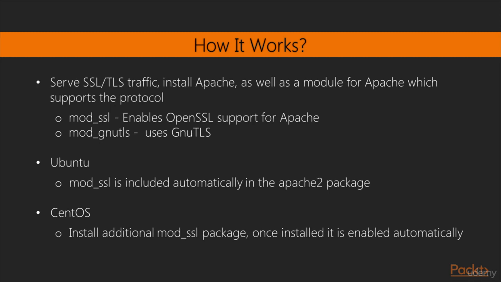Ubuntu will automatically launch the Apache process on boot up. For CentOS, you need to install the additional mod_ssl package instead, but once installed, it is enabled automatically. CentOS doesn't require an additional step in order to enable the daemon on boot up, however, which is handled via systemctl, part of the systemd package.